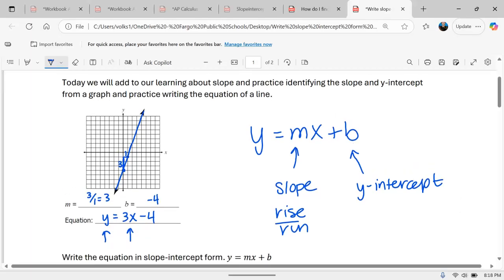And so I would like the video to be paused now, and we will do that matching or cut and paste activity for you to match the graphs to the equations. And we'll come back when we're done with that activity and do our notes debrief that we usually do after the group work.